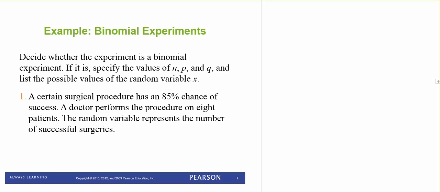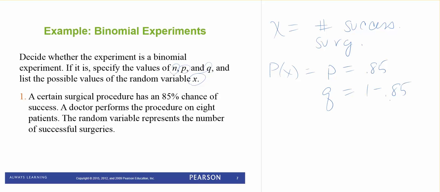So decide if the following is a binomial experiment, and if so, list the characters. So the characters are N, P, Q, and X, okay? A certain surgical procedure has an 85% chance of success. The doctor performs it on 8 patients. The random variable counts the number of successes. So X would equal the number of successful surgeries, and the probability of a success would be P, which is 0.85. So Q would be 1 minus that. So Q is 0.15. And then who else do we need to look at? What's N? In this case, N is 8.